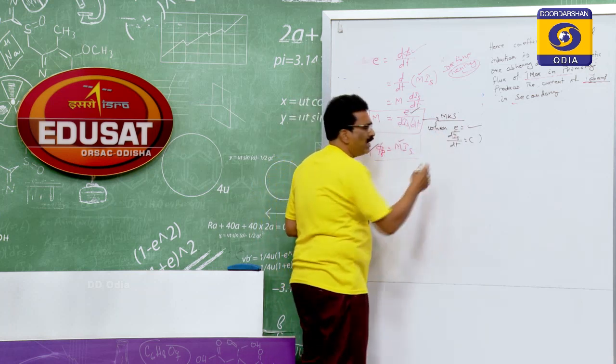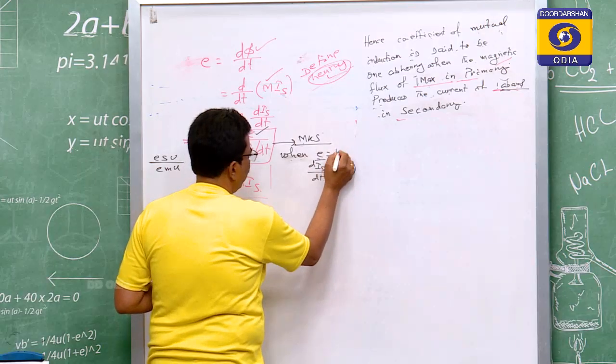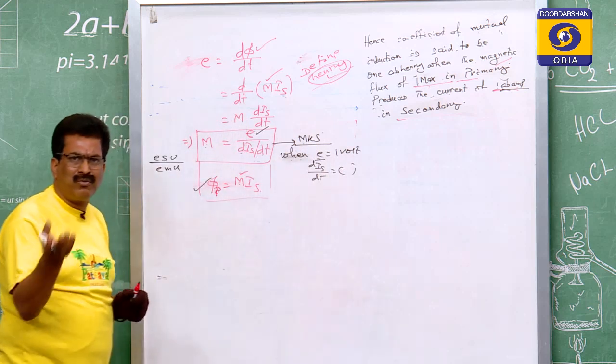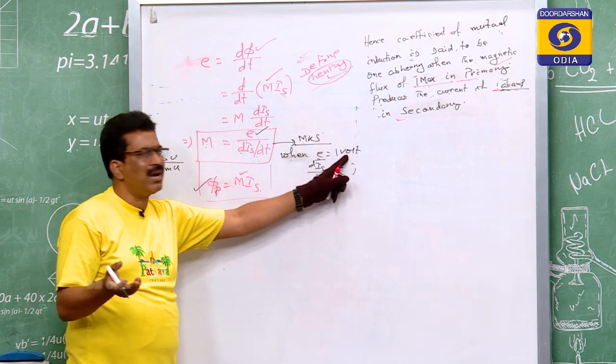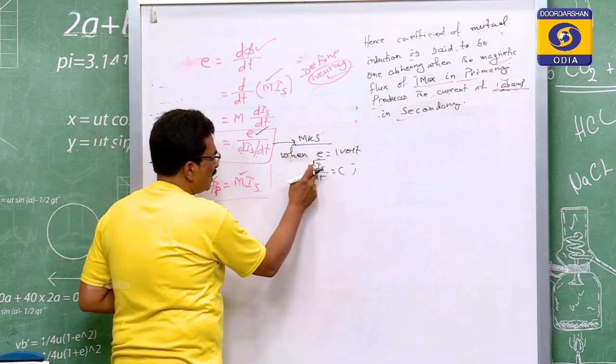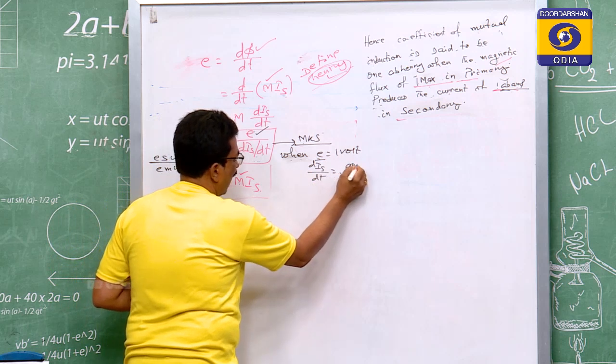E is what? Induced EMF. EMF means volt. So, here the unit will be volt, because it is the M case. If we go for the EMU, that will be ab volt. And dI by dt: I means current, t means time. So, this is equal to ampere by second.